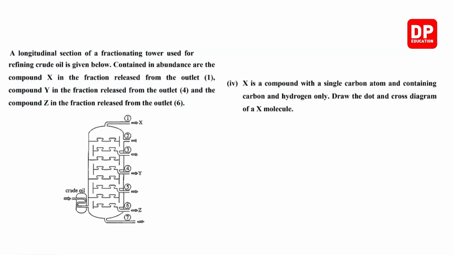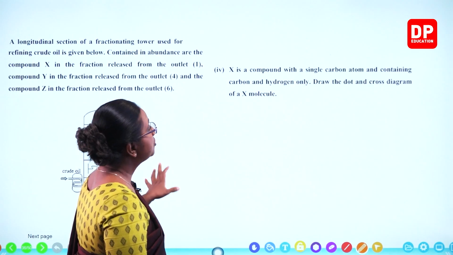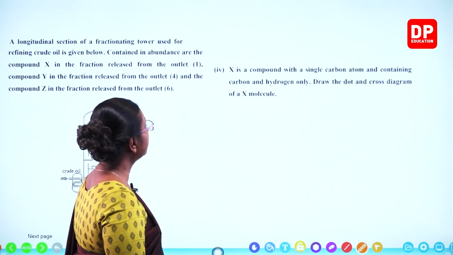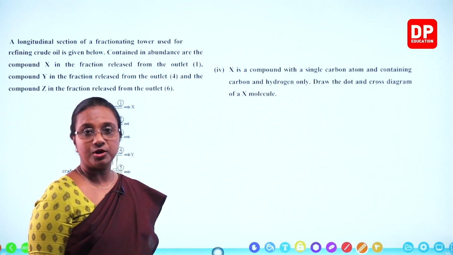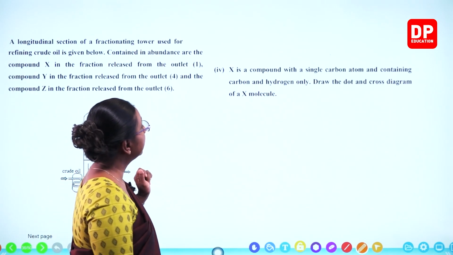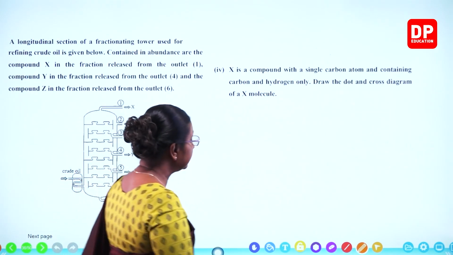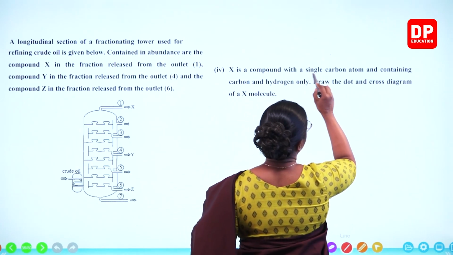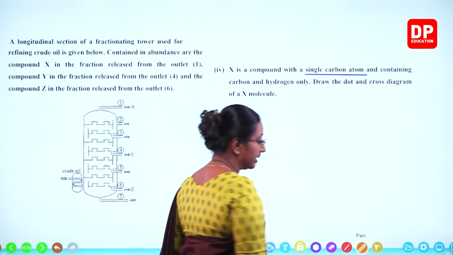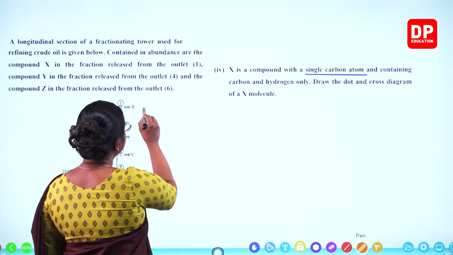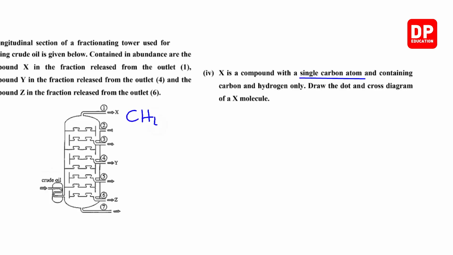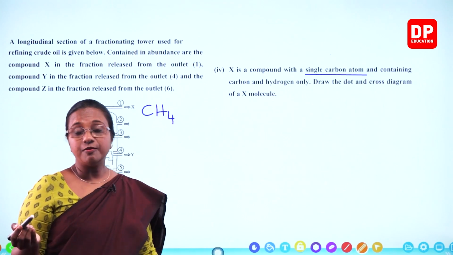Fourth one. X is a compound with a single carbon atom and containing carbon and hydrogen only. Draw the dot and cross diagram of a molecule, X molecule. So here, X is a compound with a single carbon atom. You all know, if it is a single carbon atom hydrocarbon, what is it? It has to be CH4. You all know the chemical formula.